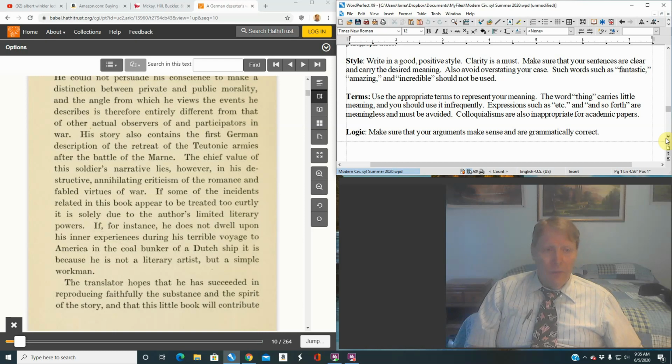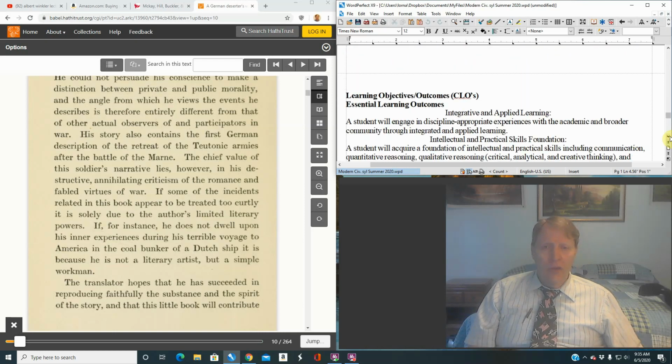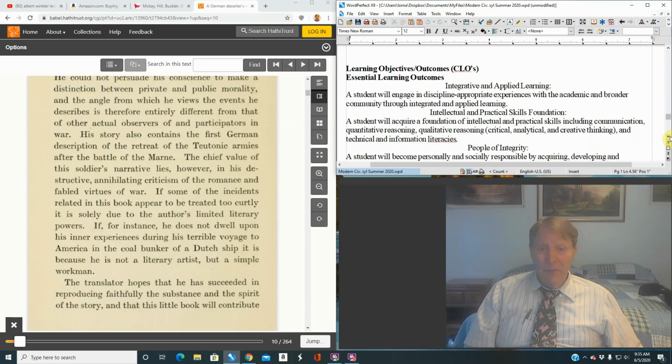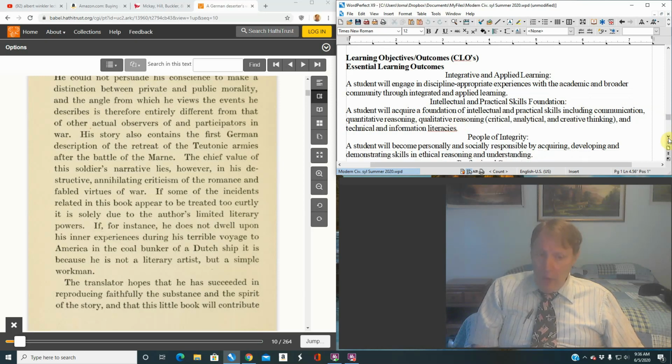That's very important. I got this a few years ago from the university: learning objectives and outcomes, essential learning outcomes. Integrative and applied learning: a student will engage in discipline-appropriate experiences with the academic and broader community through integrated and applied learning. Intellectual and practical skills foundation: a student will acquire a foundation of intellectual and practical skills, including communication, quantitative reasoning, qualitative reasoning, critical, analytical, and creative thinking, and technical and information literacies. I will do my level best, but unfortunately, I can't accomplish everything in an introductory course. However, I'm going to give it my best shot.